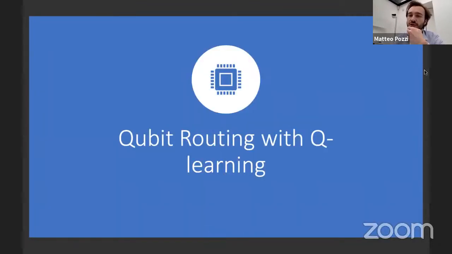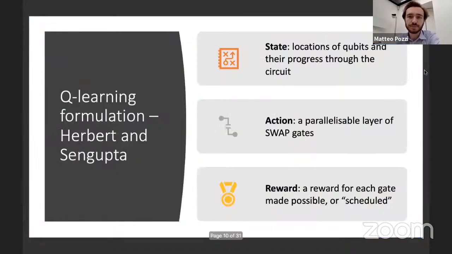First of all, I'll give a little introduction to what it means to do qubit routing with Q-learning. Herbert and Sengupta wrote a paper in which they came up with a formulation for using Q-learning to do qubit routing. The state is effectively the locations of the qubits and their progress through the circuit, and an action is a parallelizable layer of swap gates, meaning a series of swap gates that can occur in parallel. The qubits reside on certain nodes in the architecture and have some gates left to do in the circuit, and then we can do these actions, make some more gates happen, and so on. A reward is issued for each gate that's made possible or scheduled.